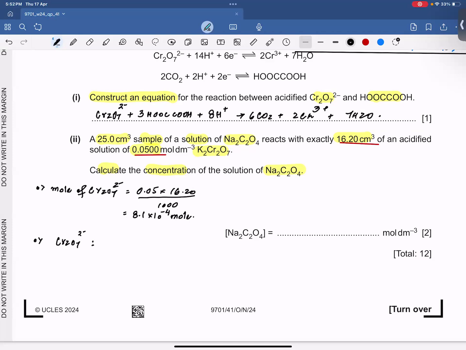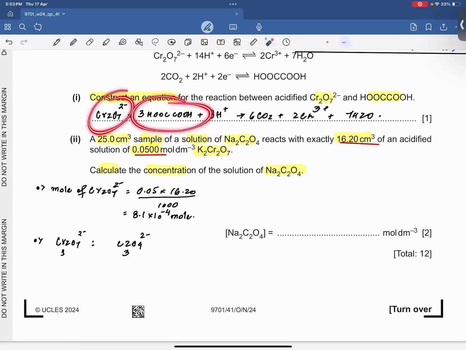Now in the second step, I know that dichromate 6 ions and C2O4 2 negative ions have a 1:3 ratio according to the equation. It doesn't make any difference if you write ethane dioic acid or its anion. It doesn't make any difference. It's the same thing.